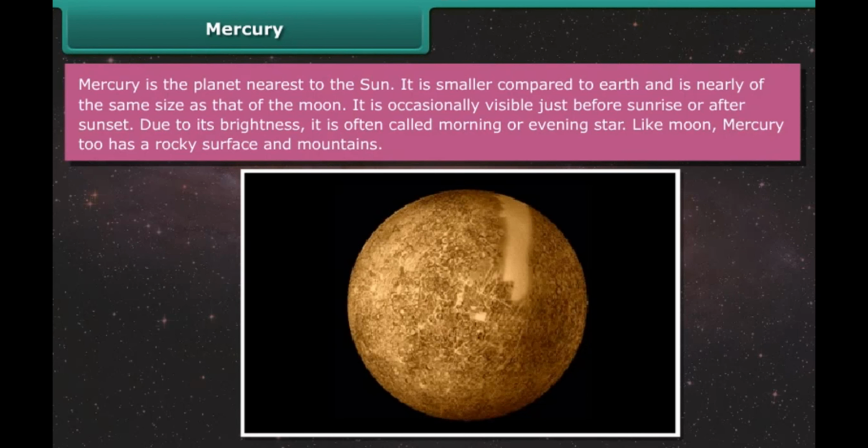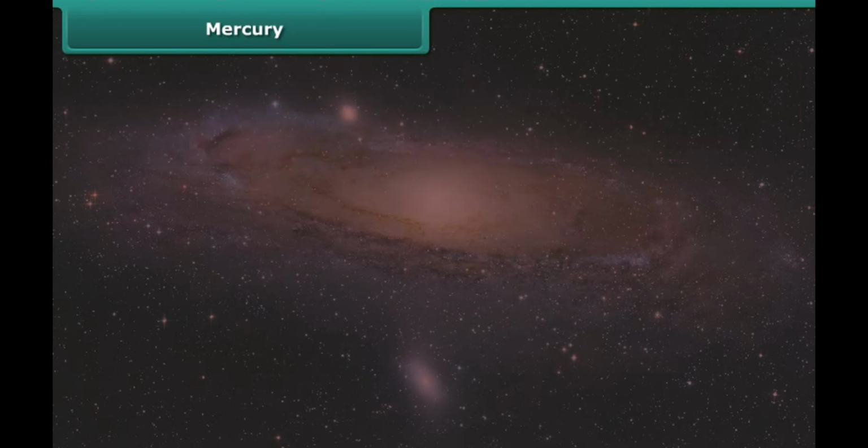Mercury is the planet nearest to the Sun. It is smaller compared to Earth and is nearly of the same size as the Moon. It is occasionally visible just before sunrise or after sunset. Due to its brightness, it is often called the morning or evening star. Like the Moon, Mercury too has a rocky surface and mountains.